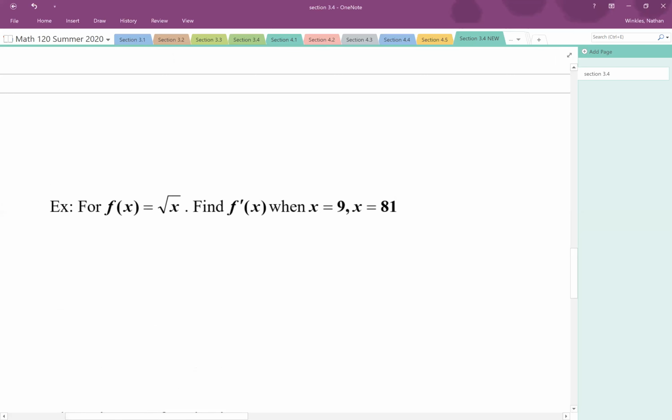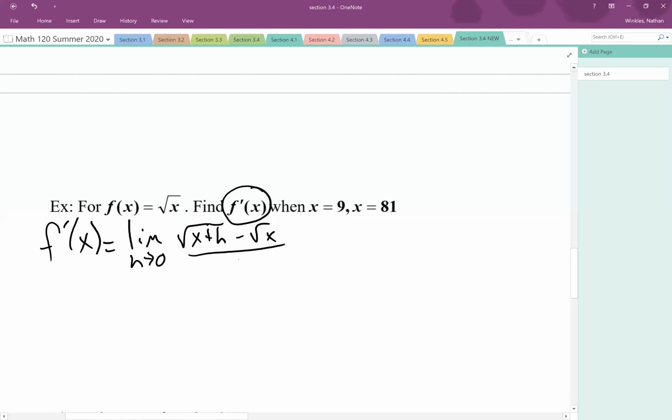So we're told, find f prime of x when x is equal to 9 and x is equal to 81. So the first thing we're going to do is we're going to find f prime of x. So f prime of x is equal to the limit as h goes to 0 of the square root of x plus h minus the square root of x all over h. So what we have to do here is we need to think about this in terms of rationalizing. We're going to rationalize that numerator.